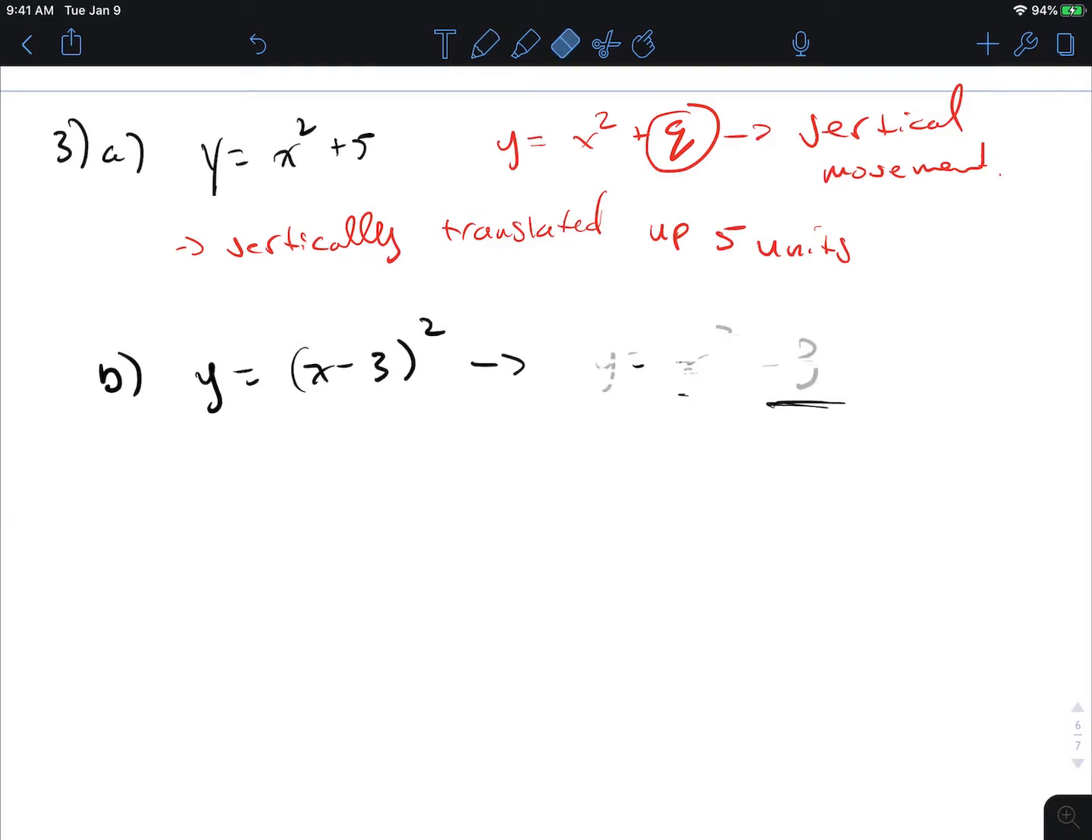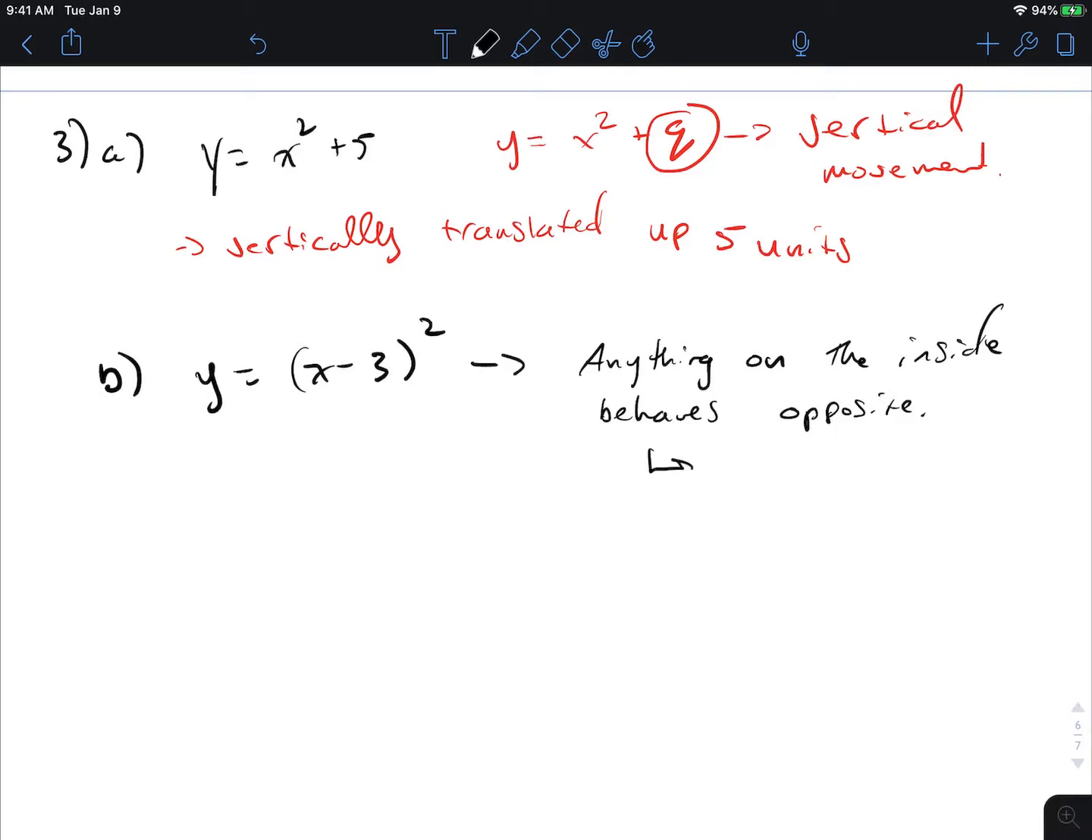That's not what we're doing here, right? This question is saying the negative 3 is on the inside, and this always has an opposite. Anything on the inside behaves in the opposite manner. For instance, I might think, first of all, anything on the inside is horizontal, right? Anything on the inside is horizontal. So you tell me if that's going left or right.